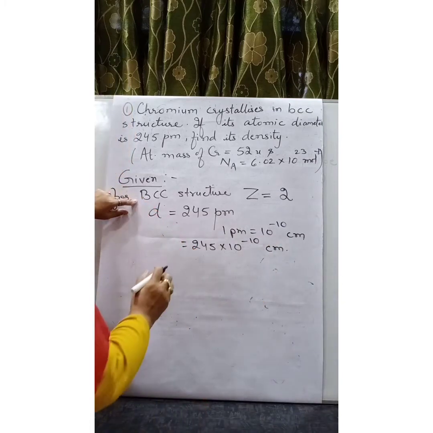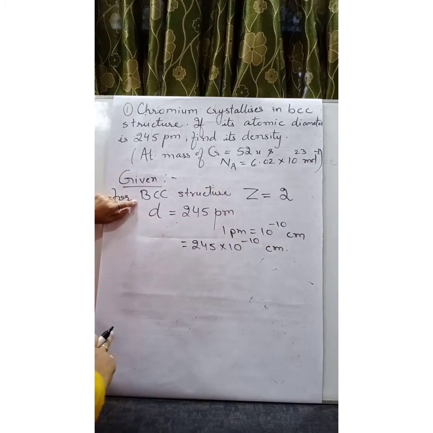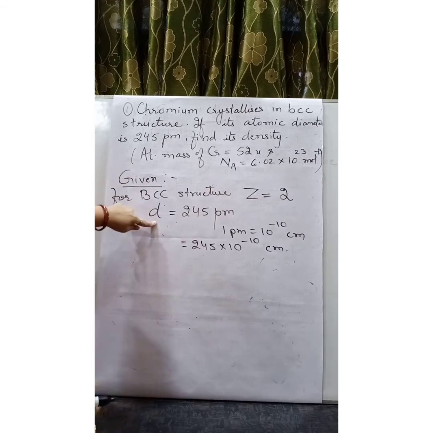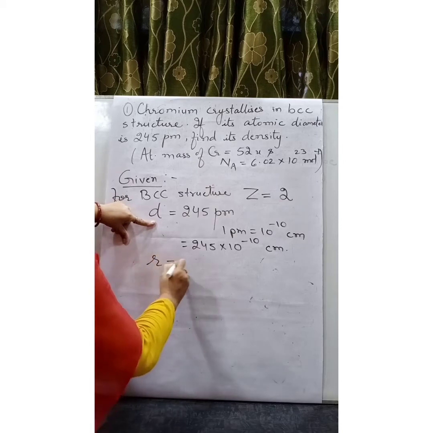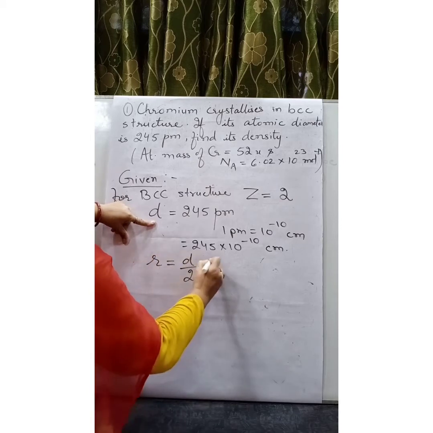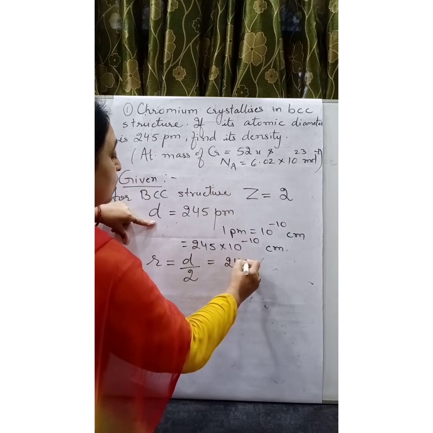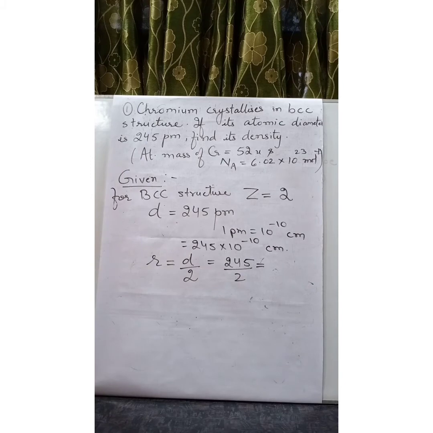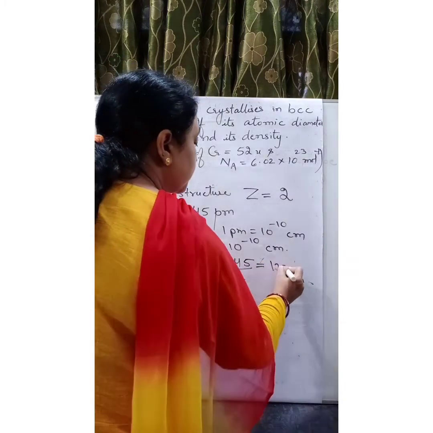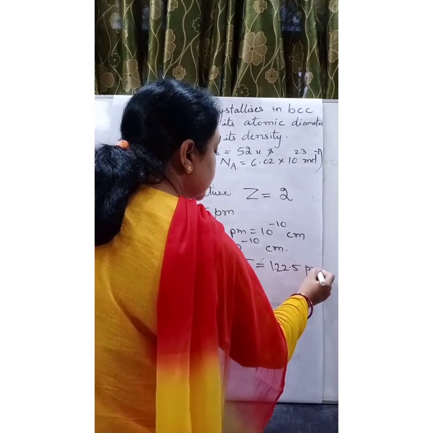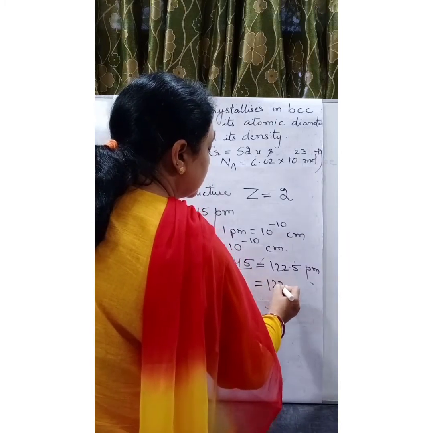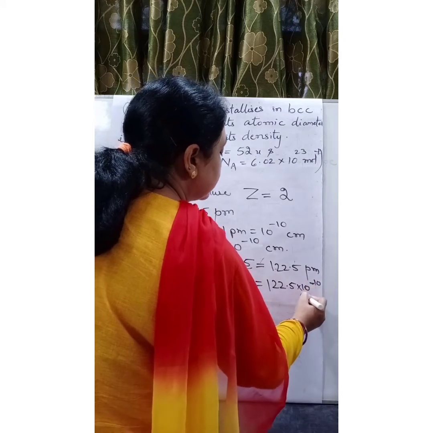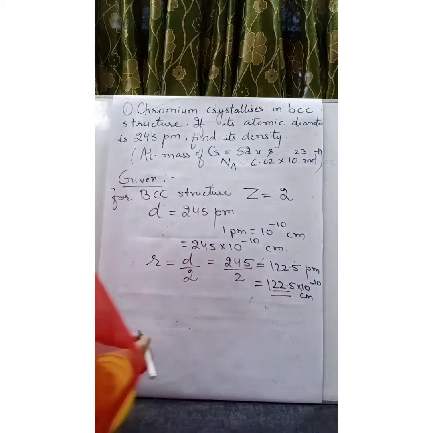Now, for BCC structure, you know that edge length is related with radius. So first of all, how to find out radius? r is equal to diameter divided by 2 is equal to 245 divided by 2 comes to 122.5 picometers. Convert it into centimeter. 122.5 into 10 to the power minus 10 centimeter is your radius.